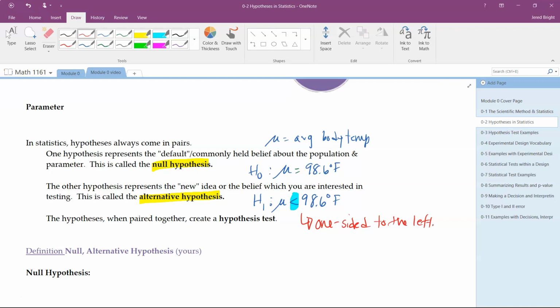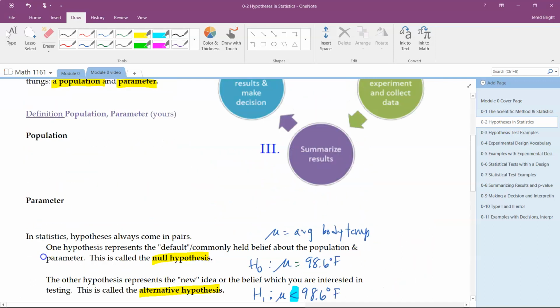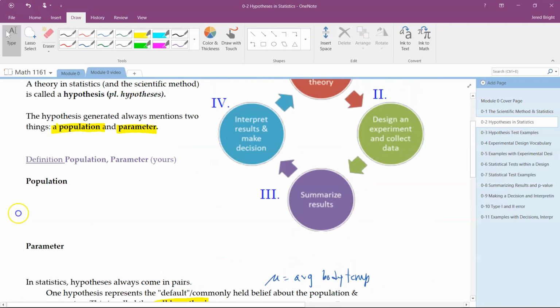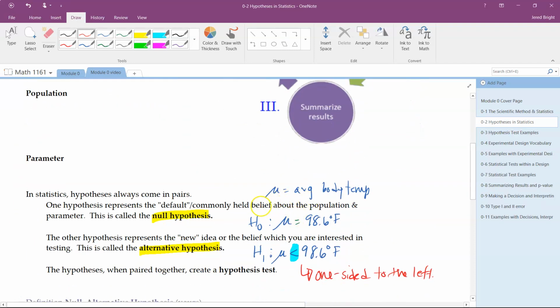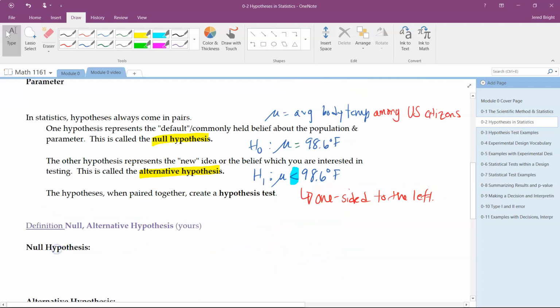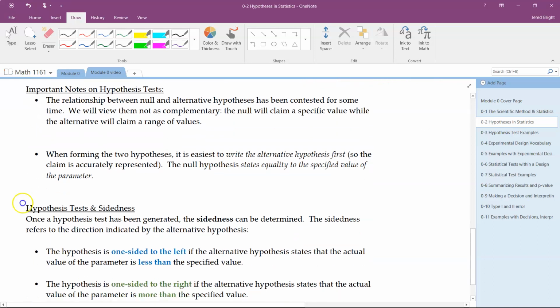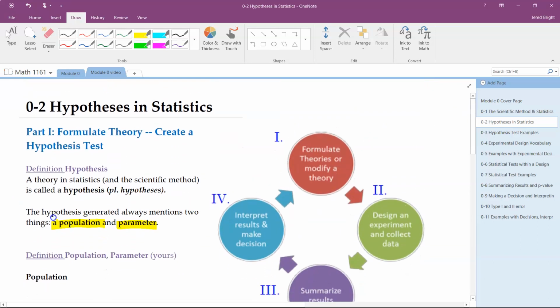In this video we talked about hypotheses and how they always have to include a population and a parameter. I didn't here, I should say among U.S. citizens. You should always clarify your hypotheses so that they have a population and parameter every time. Then we talked about null and alternative hypotheses, and then the sideness. We will get some practice with this in the next video.